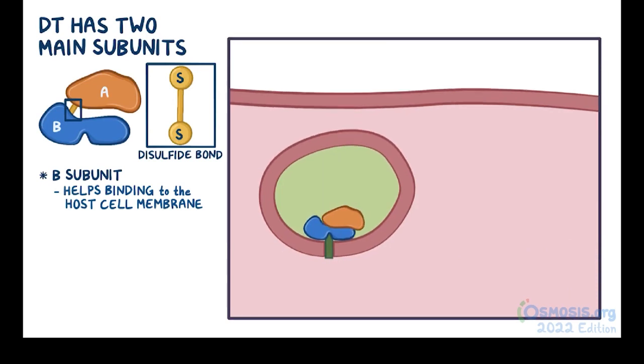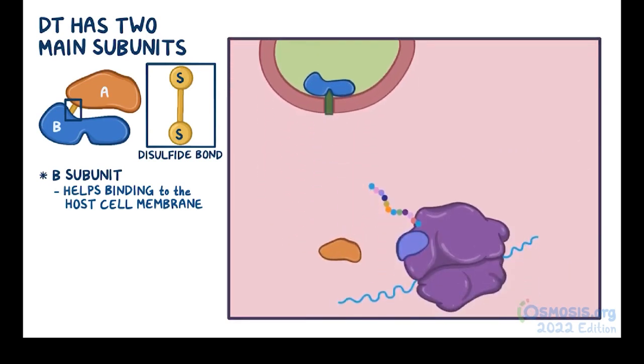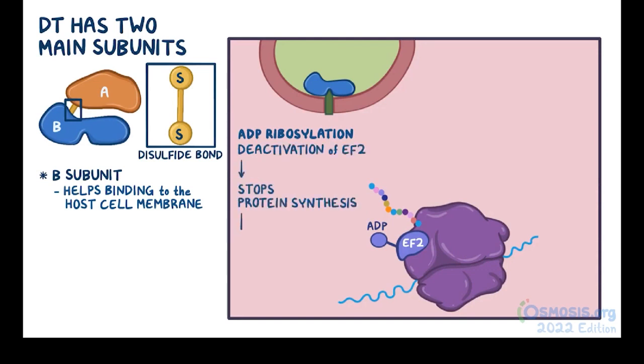The A subunit then diffuses through the endosome membrane into the cytoplasm, where it goes straight to the ribosomes. Here it interferes with cell protein synthesis. This happens because the A subunit has an ADP ribose group, which attaches to the elongation factor, EF2, an important ribosomal protein that joins amino acids together during protein synthesis. This process is called EF2 ADP ribosylation, and it results in complete deactivation of the EF2, which stops protein synthesis and leads to cell death.